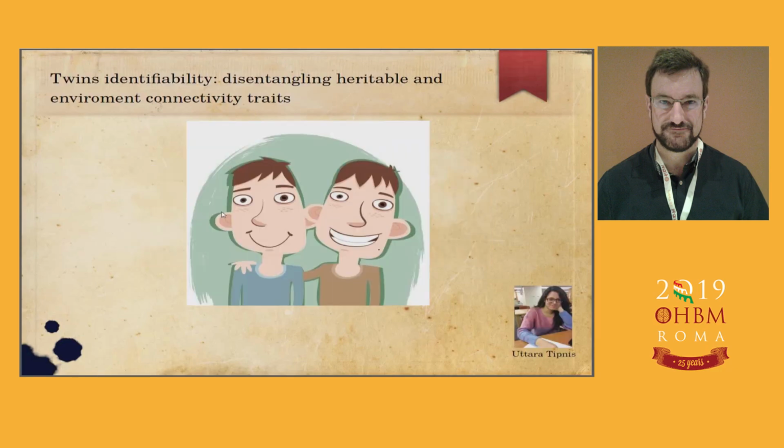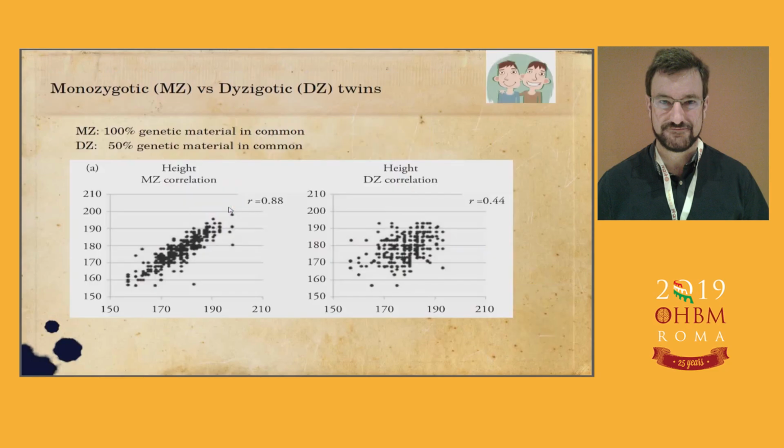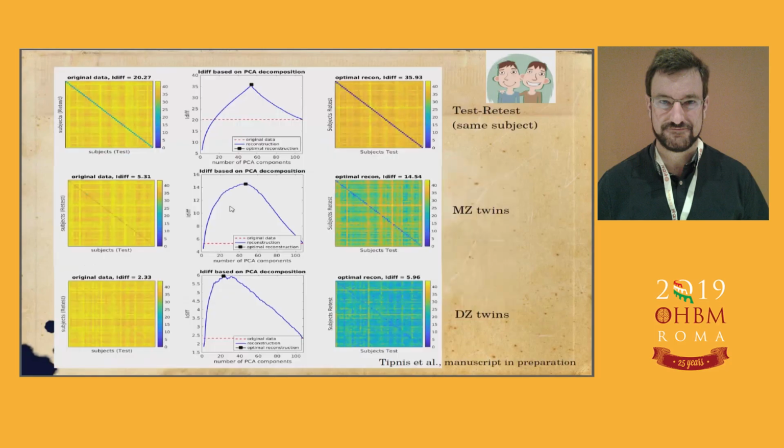So in the Human Connectome Project, we are lucky to have a good number of pairs of twins, where now we're going to twist a little bit the concept of identifiability, and my test-retest can be either monozygotic twins or dizygotic twins. Remember that monozygotic twins share 100% of the genetic material, whereas dizygotic twins share 50%, as if they were siblings, but I will argue the amount of shared environment is much higher.